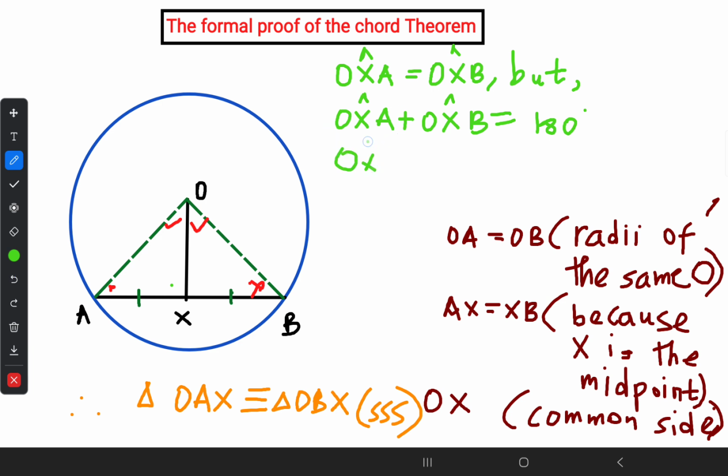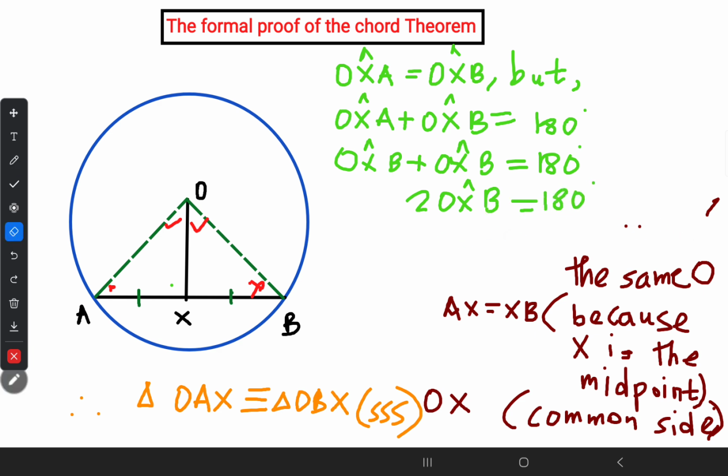So OXB plus another OXB equals 180. 2 times OXB is 180. Finally, OXB is 180 divided by 2, that is 90. OXB, this angle is 90. We just proved the chord theorem is correct.